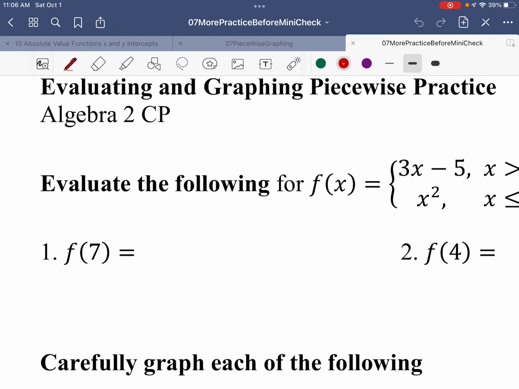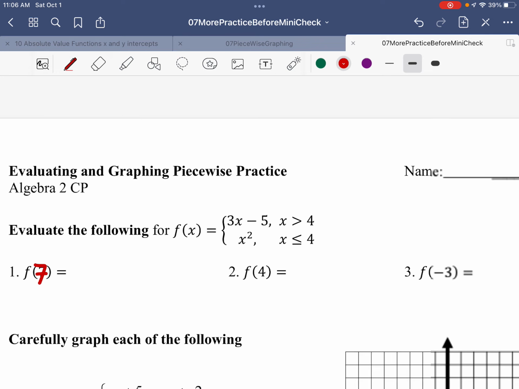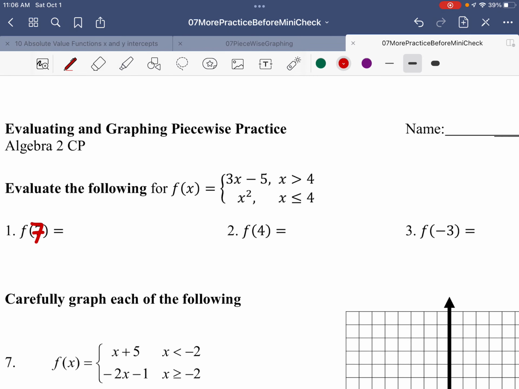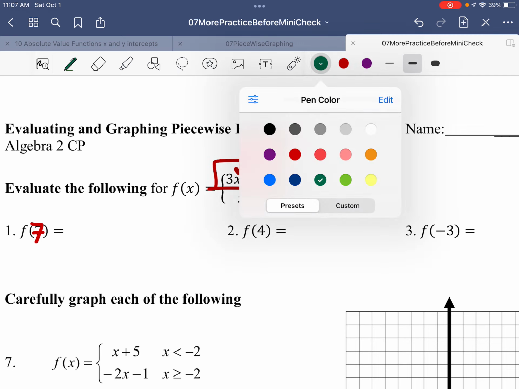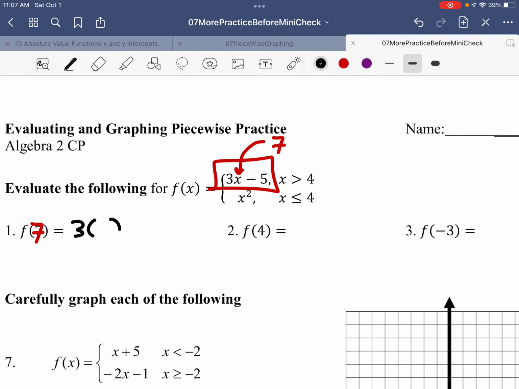So evaluating. Remember, that means just plugging in. For this first problem, plugging in 7. Now, you're only ever going to plug in to one of the pieces. Which piece are we going to plug into? Well, it depends on what kind of number 7 is. Is 7 a number that's less than 4? I don't think so. Is 7 a number that's greater than 4? I believe so. So that means you're going to plug into this piece. You're going to plug in 7 right there, right beside 3, as you do 3 times 7 minus 5.